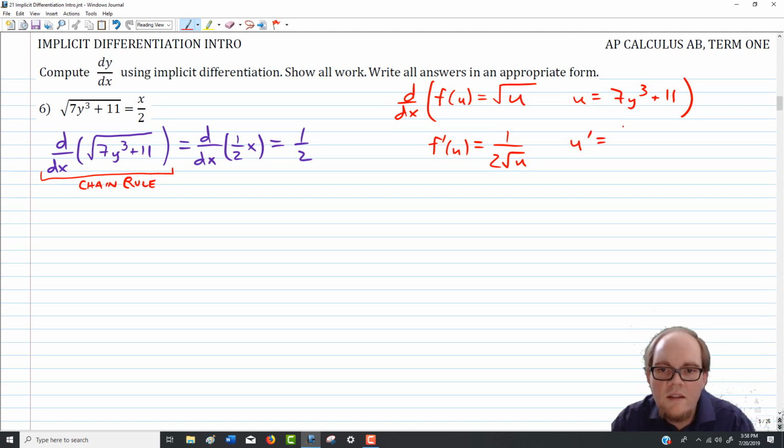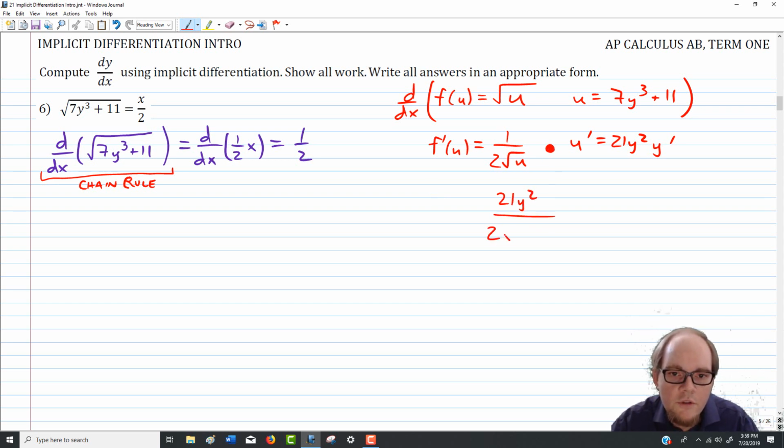On the other side, though, if we take the derivative, we're going to get 21y squared, but because this was a y that we were differentiating, we need to use the chain rule and multiply by y prime. So technically, this is almost an included chain rule, or a chain rule built into the function that we already had. With those two pieces in place, if we multiply them together, we'll get that the derivative is 21y squared, because again, we're just multiplying these. We're going to get 21y squared over 2 square root of u, and that is exactly what we need to multiply into our equation.